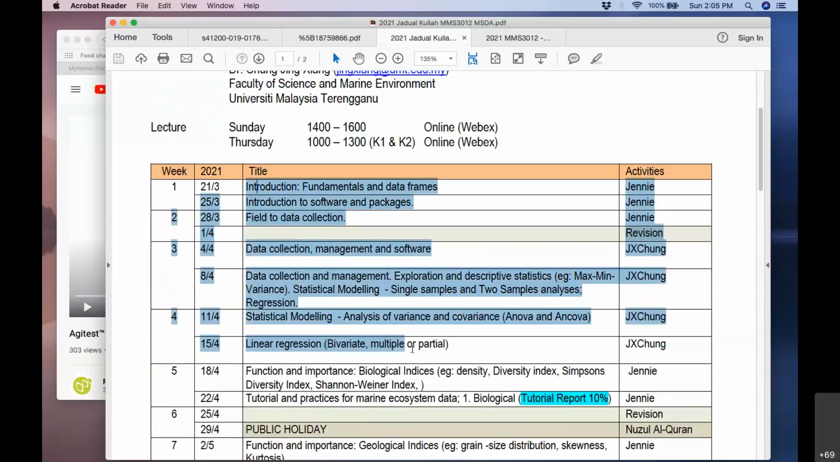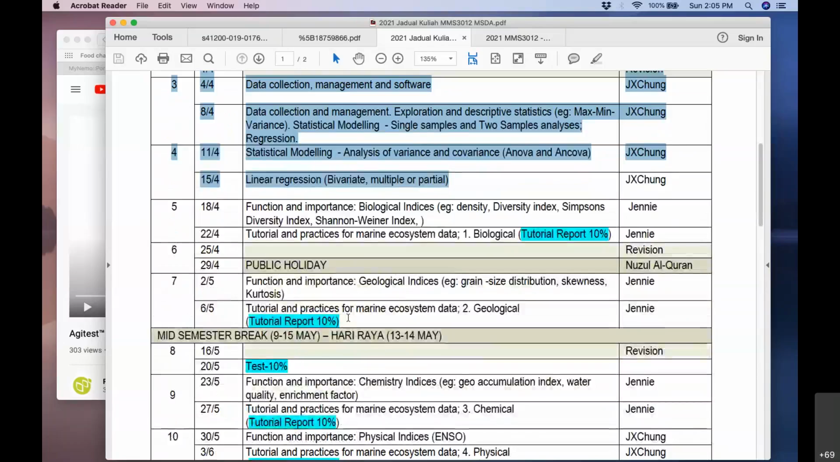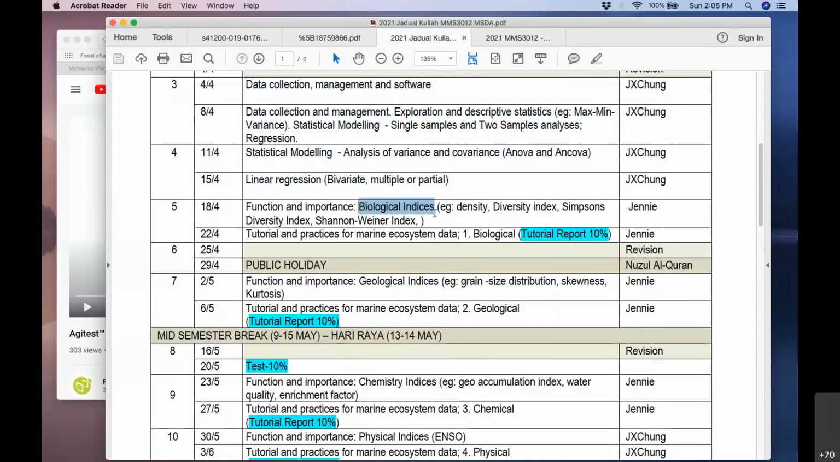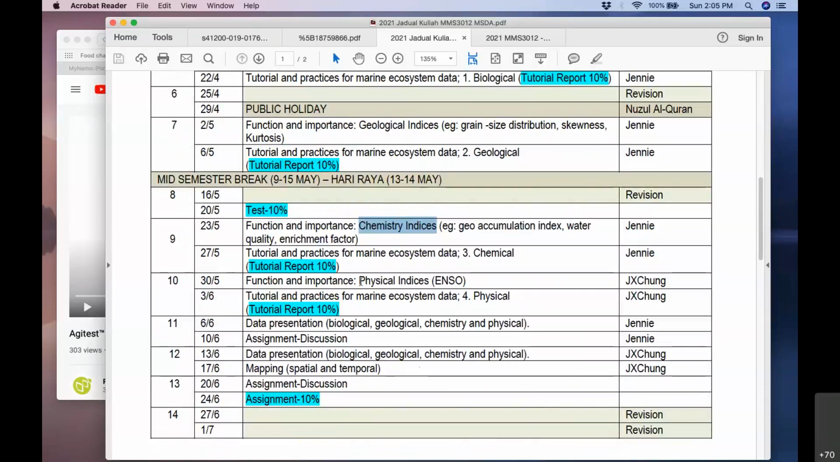If you look at our schedule, it is very basic: you learn about the introduction all the way to different kinds of statistics, from ANOVA, ANCOVA, bivariate, until week 4. And then we go through slowly a little bit on different kinds of perspective. Because marine science, as you know, we have biology, so we have biology indexes. And then we also have geology. Then we have chemistry. And then, of course, we have physical.